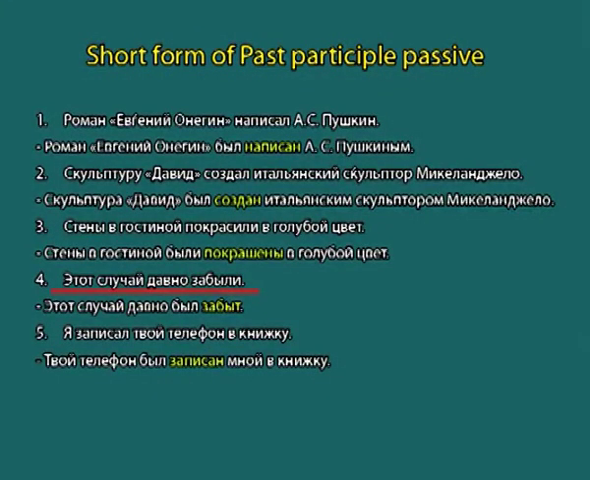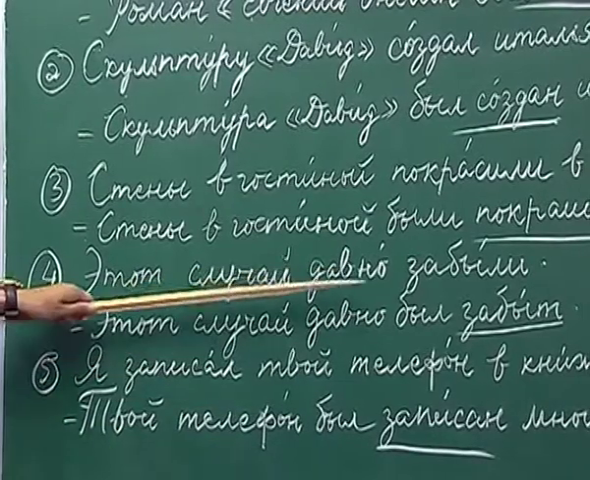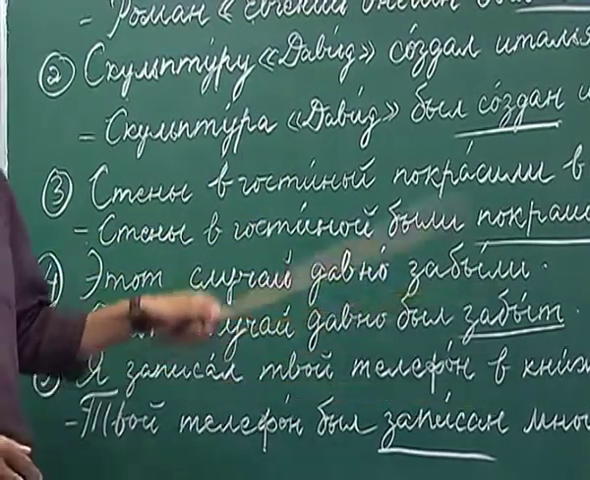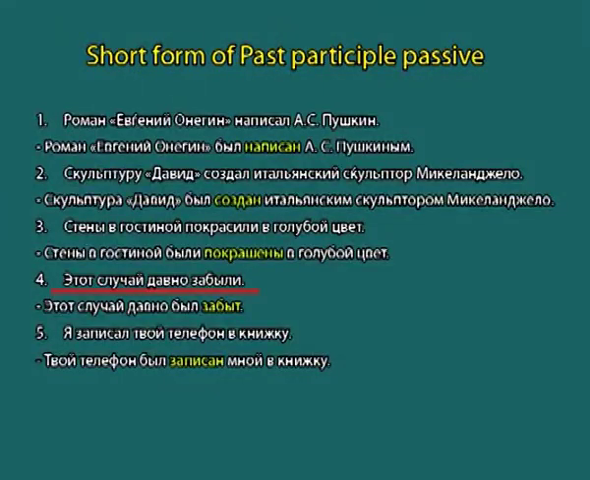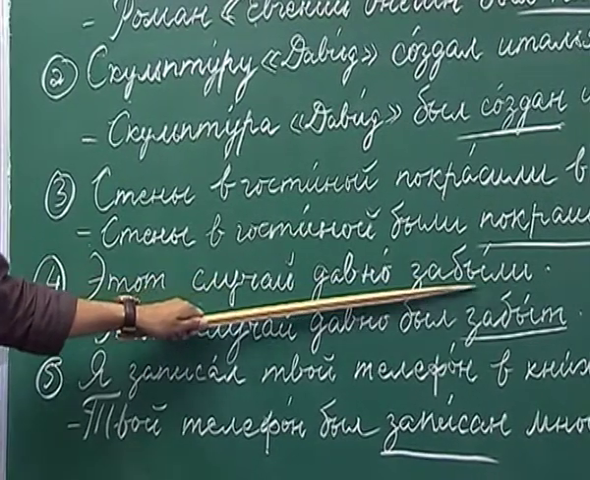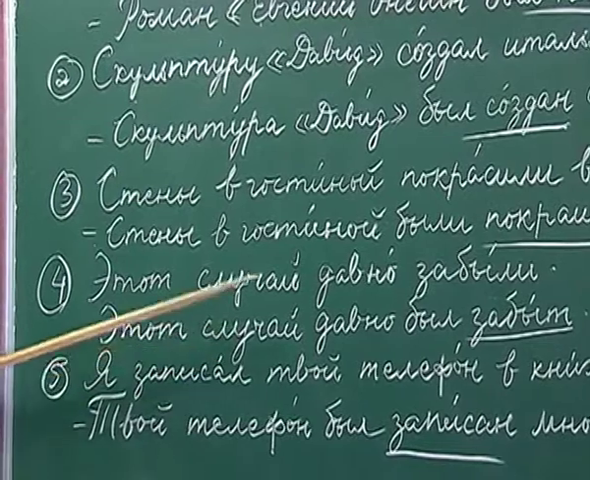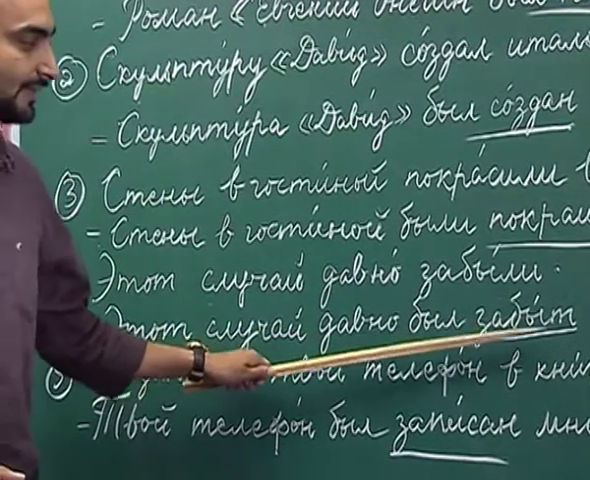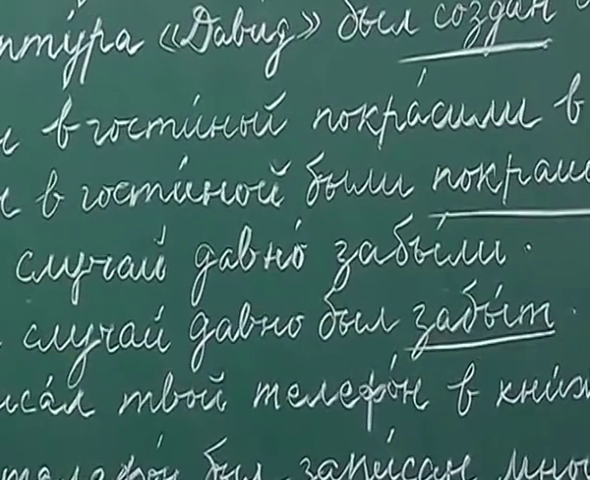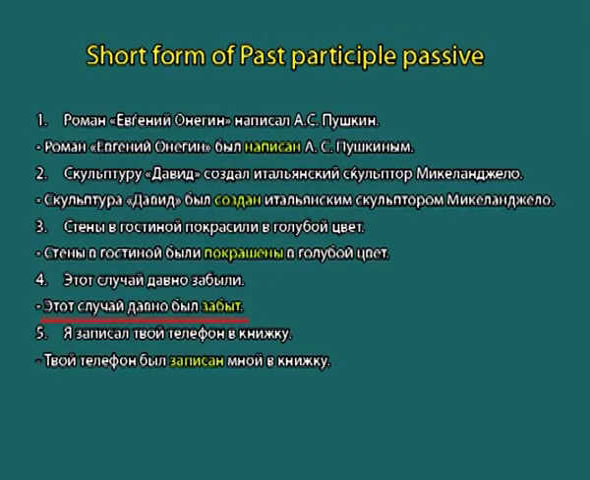The next example we have is Etot sluchay davno zabyli. Again this is an impersonal sentence: this incident was forgotten long back. This is an active construction. How will you change it into passive, using the past participle passive derived from the verb zabyt? Etot sluchay davno byl zabyt. Zabyt is the short form of the past participle passive formed from the verb zabyt, to forget.